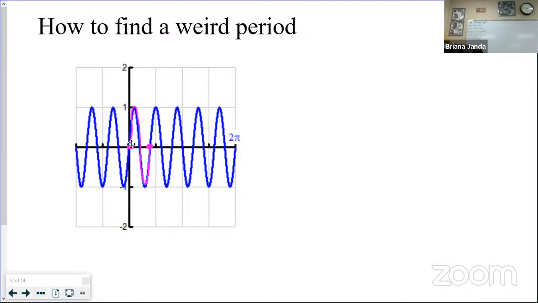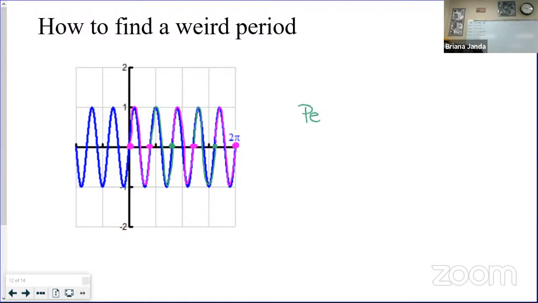Keep counting full curves until you get to a nice number. So there's another sine curve. Did that next sine curve end in a nice number? No. So do another one. Here's another sine curve. Did this one that I just drew end in a nice number? No. Do another one. Did this one end in a nice number? No. Do another one. Does this one end in a nice number? Yes.